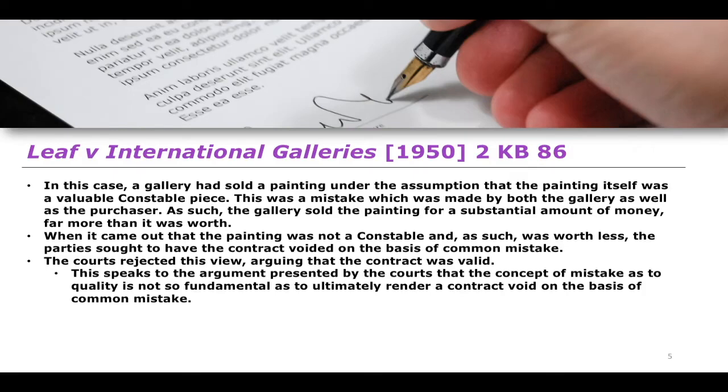And what this does is speak to the argument presented by the courts that the concept of mistake as to quality is not so fundamental as to ultimately render a contract void on the basis of such common mistakes. So it is not so strong as the other kinds of mistakes, as I've illustrated a second ago, when we looked at the concept of mistake as to the existence of subject matter or the true owner of the subject matter.